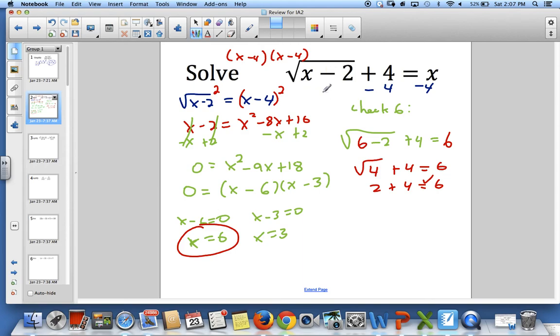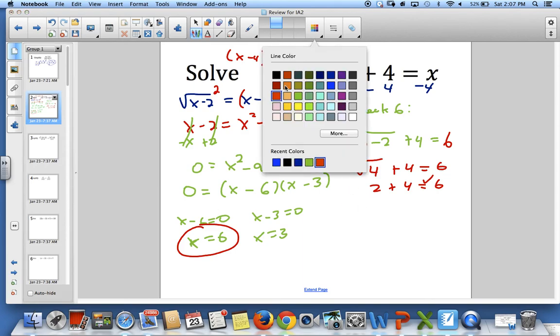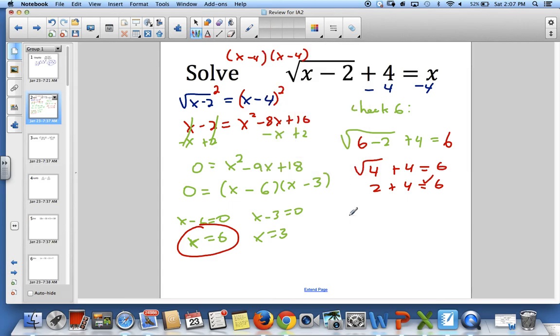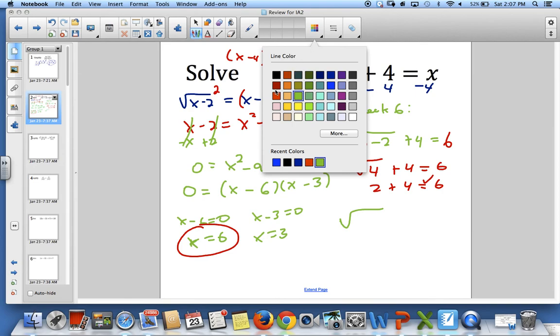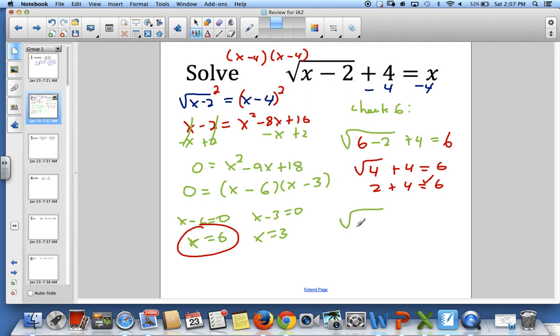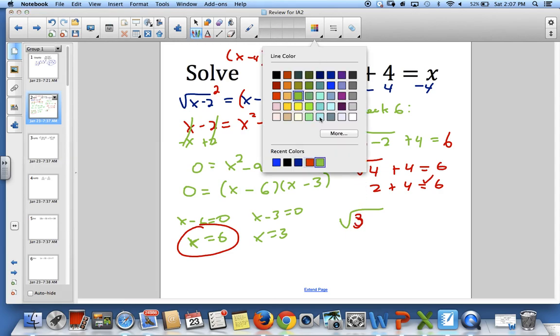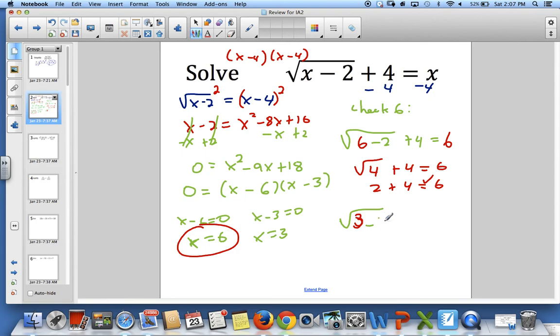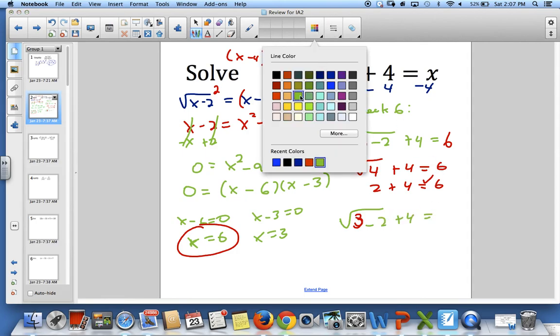Now when I check 3 in here, I'm going to have square root of 3 minus 2 plus 4 equals 3.